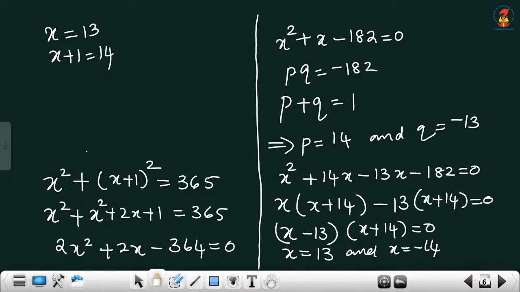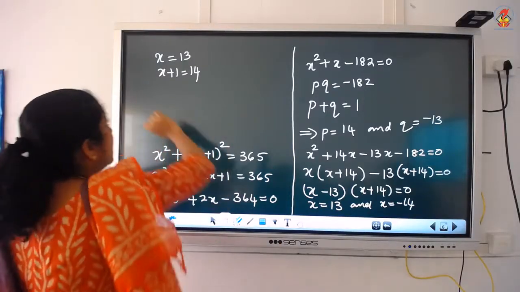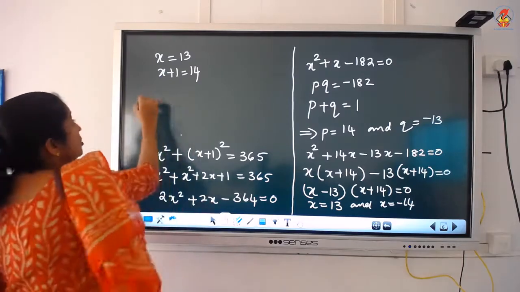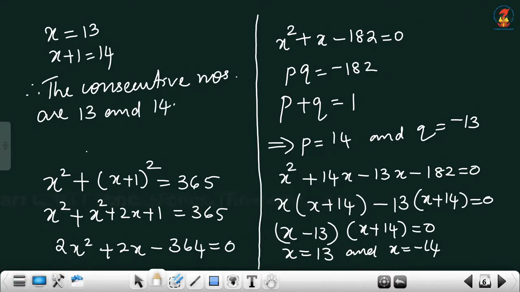Because we can take only the positive integers. Here x is 13 and x is minus 14. You cannot take minus 14. So, x is equal to 13. Therefore, x plus 1 is equal to 14. So, the consecutive numbers are 13 and 14.